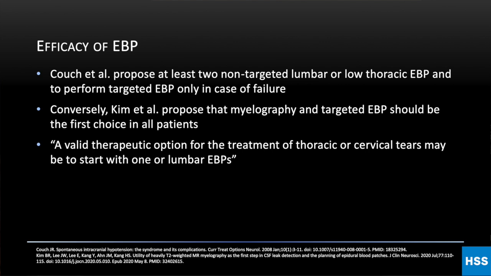So there are a couple of different ways of thinking about this. Some authors have suggested trying 1 or 2 non-targeted lumbar or low thoracic blood patches, and then a targeted patch in case of failure. Others have recommended myelography, or at least heavily T2-weighted MR myelography in all cases, and then a targeted patch as the first-line treatment.